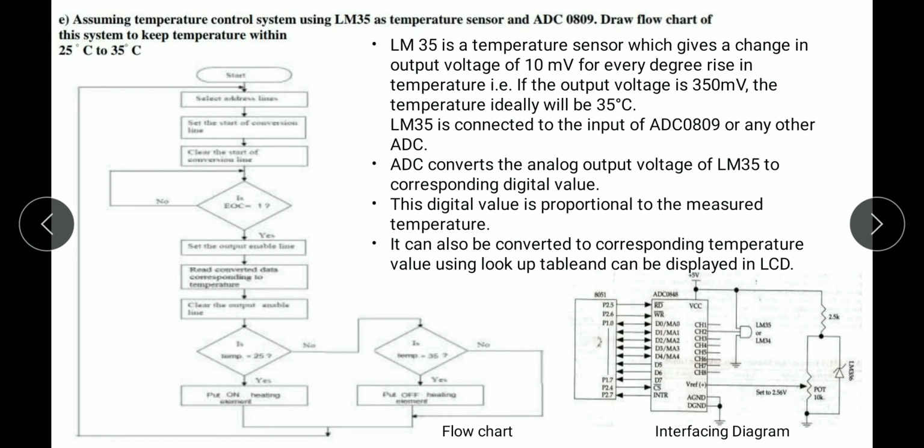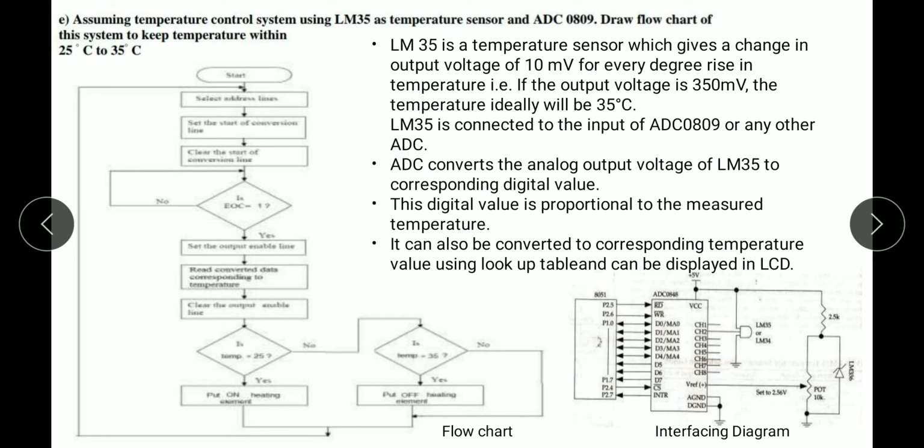In a flowchart, there is always a start, that is the program start. After that, you have to select the address lines, then set the start of the conversion, whichever lines we have to convert. After that clear the start of the conversion line. After that, check whether EOC is equal to 1. This is nothing but the comparison statement.